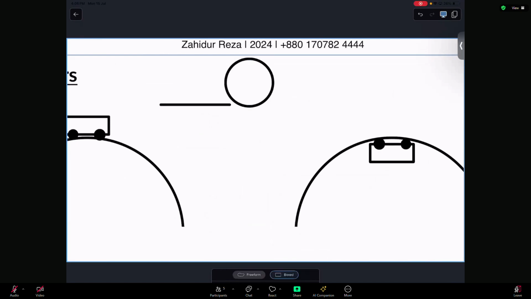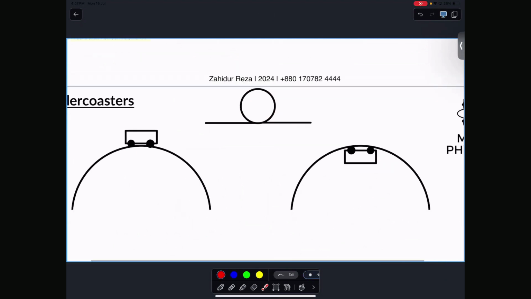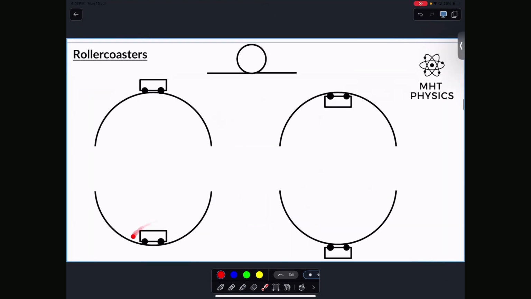Loop means it does a full 360 circle, and then it just goes out like that. So if you are in this roller coaster, it'll go like this, like that, and go like this. Okay. Now this roller coaster will be at the bottom of this circle here. So that's this scenario. It will be doing an upside down here. That is that scenario. Okay, so these are the two.